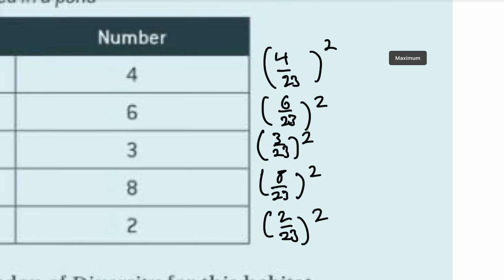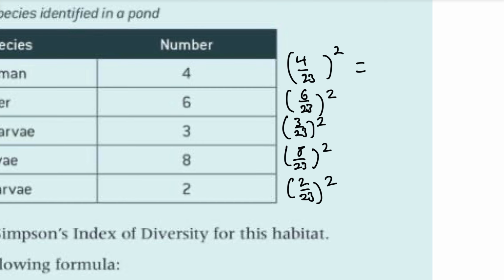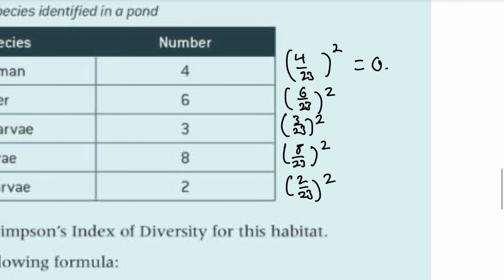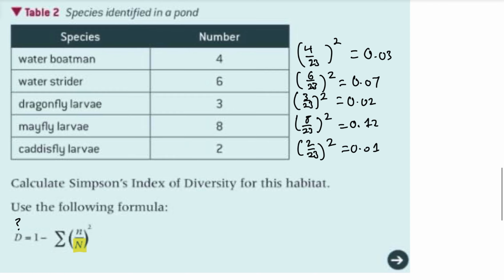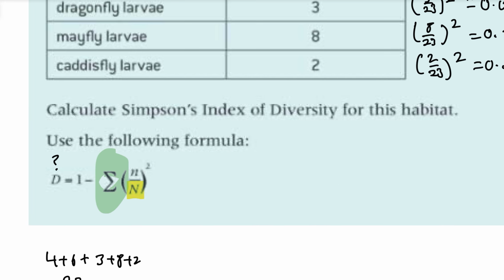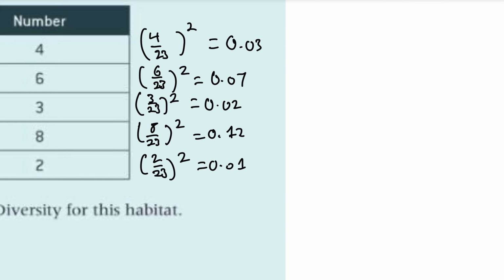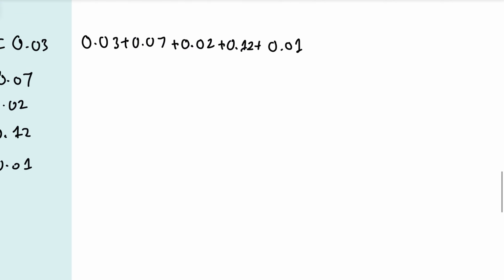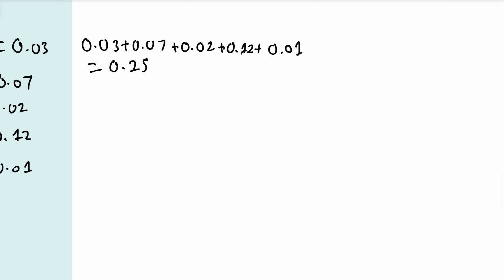Once you're given these values, which should come out to 2 significant figures, about 0.03, 0.07, 0.02, 0.12, and 0.01, then this is where the sigma sign comes in, because you are going to add all of these values together. You're going to do 0.03 plus 0.07 plus 0.02 plus 0.12 plus 0.01, and this would give you 0.25. But this is not your final answer.